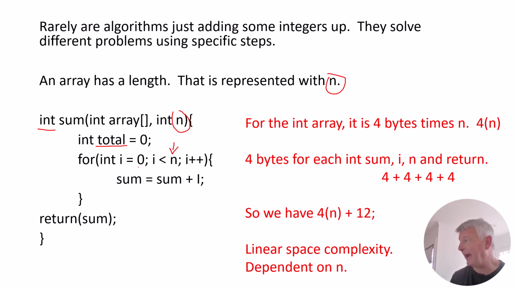For the array, it's 4 bytes times n. You see that? We don't know how big the array is because it's n. It's a variable. So for the array, it's 4 bytes times n. 4 bytes for each integer: sum, i, n, and return. So we have 4 times n plus 12. Linear space complexity dependent on n. This would run at O of n. But space calculated is dependent on n. 4 times the size of the array, because it's an integer, 4 bytes per integer, plus 12, because we've declared 12. Okay? 4 bytes for each integer: sum, and the return.